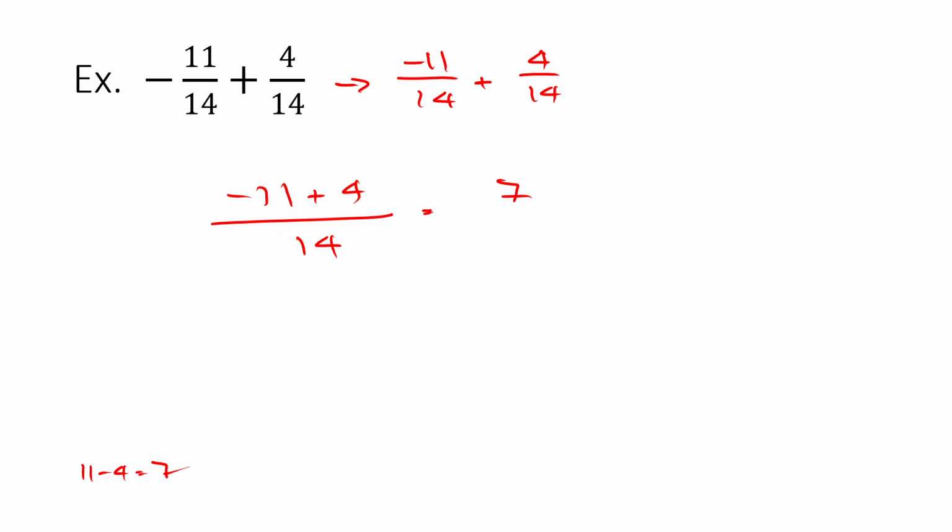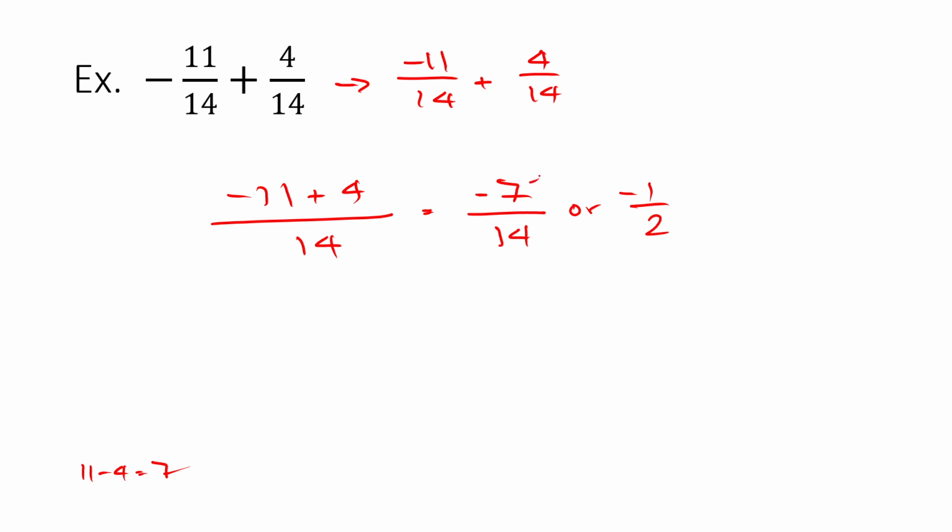Okay, now you're going to think to yourself, which number is bigger, 11 or 4? 11, right? So your answer is going to be negative. And then copy the denominator. So your final answer is negative 7 over 14. Or, again, we can simplify things. It's going to be negative 1 over 2.